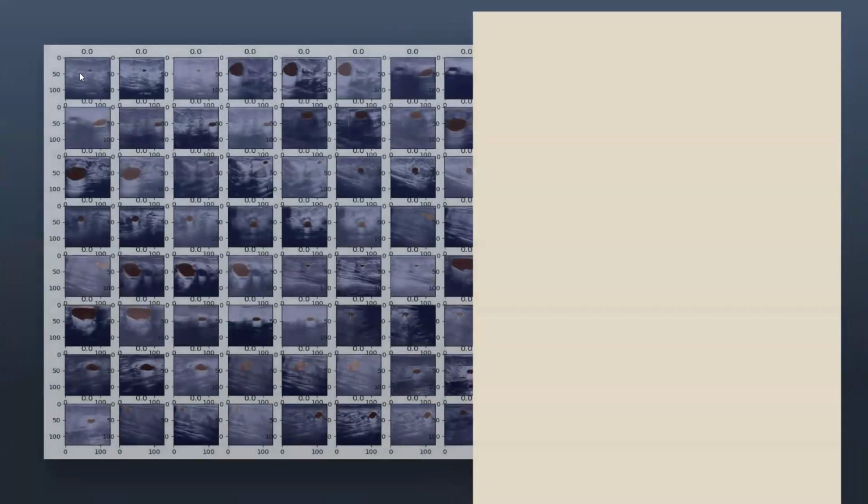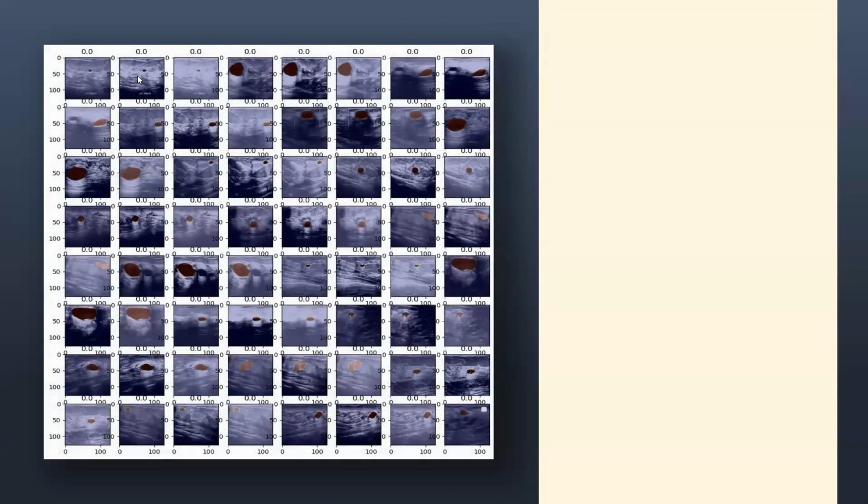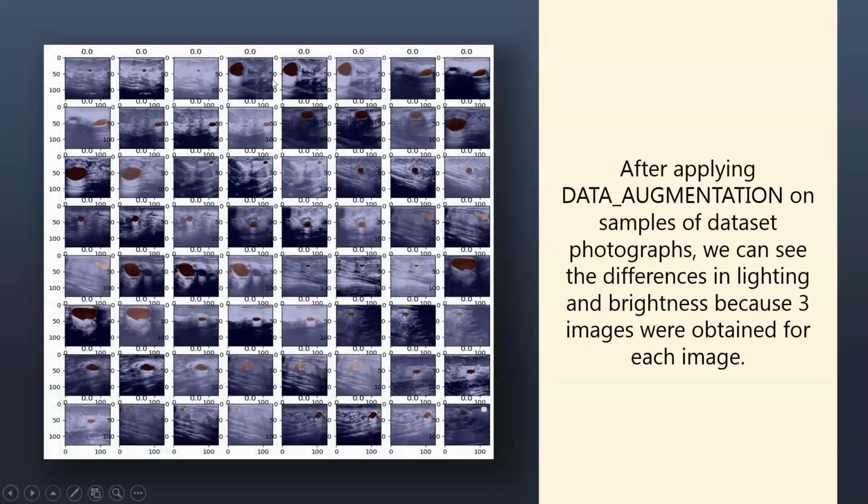So this is how the data augmentation works. For each image, as you can see, we have 3 images. One is a bit dark and the other is quite light. This helps in the image detection for the model.